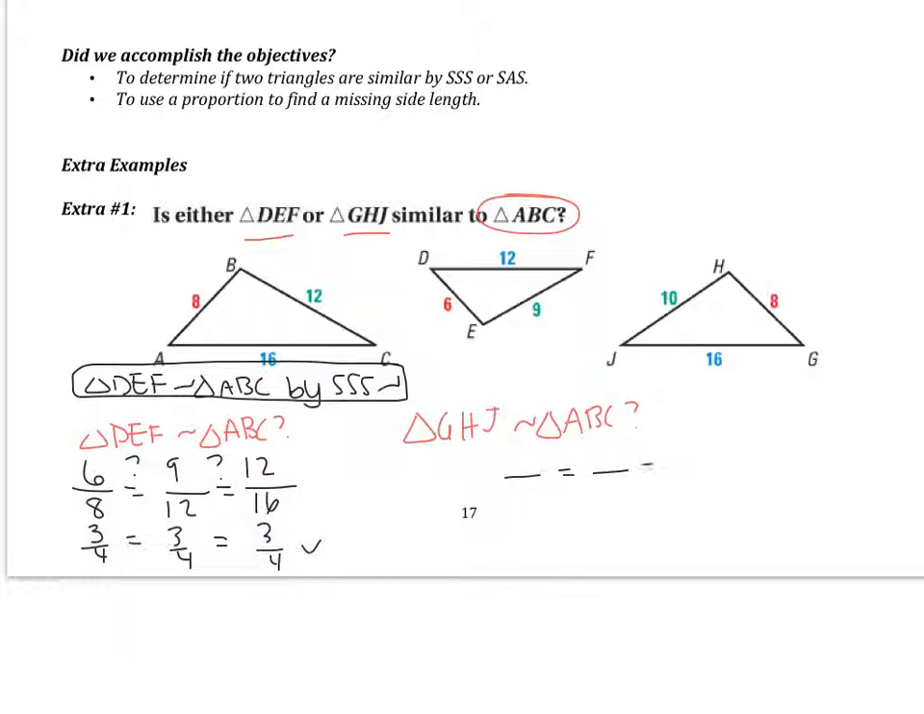Triangle GHJ, my smallest side is 8, my medium side is 10, and my largest side is 16. Now again, going back to ABC, I have sides of 8, 12, and 16. Now you should notice right away that these are not going to be equal. 8 over 8 is 1, 16 over 16 is 1, but 10 over 12 is definitely not 1. So all of my ratios are not equal, so we would say no. Triangle GHJ, if you put the tilde and then a slash, means not similar, so GHJ is not similar to triangle ABC.